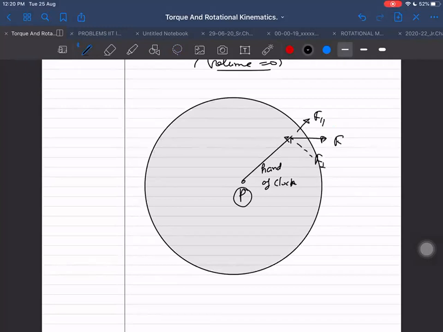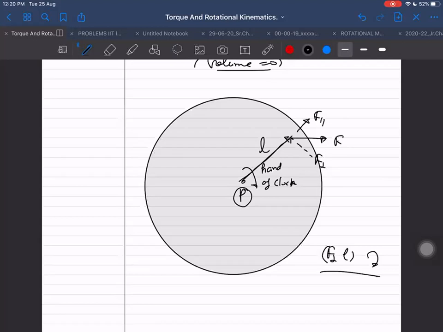If the length of the hand is L, then what will be the answer for torque? F perpendicular into L, and the direction is clockwise. Always we can do it like that. Imagine an imaginary clock there, and imagine some hand there on the force.